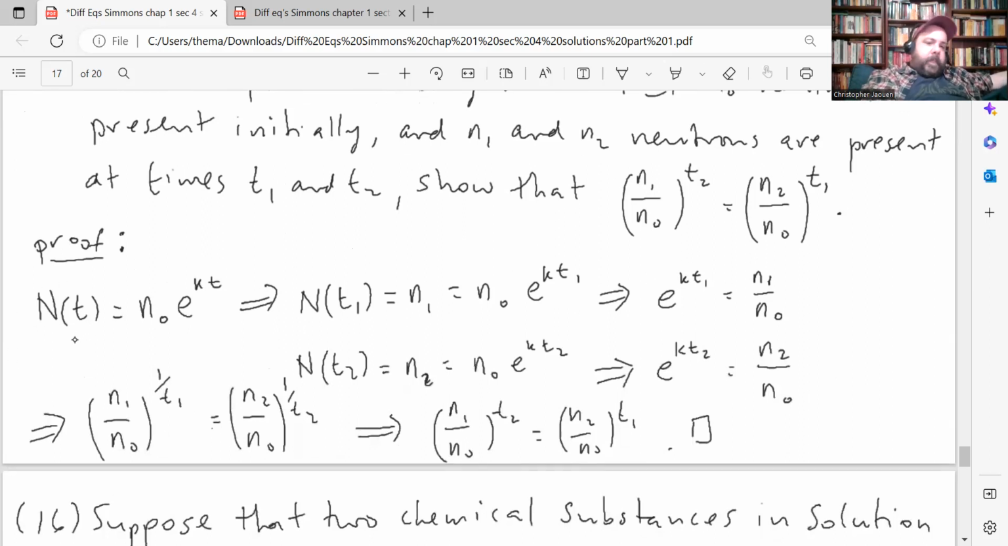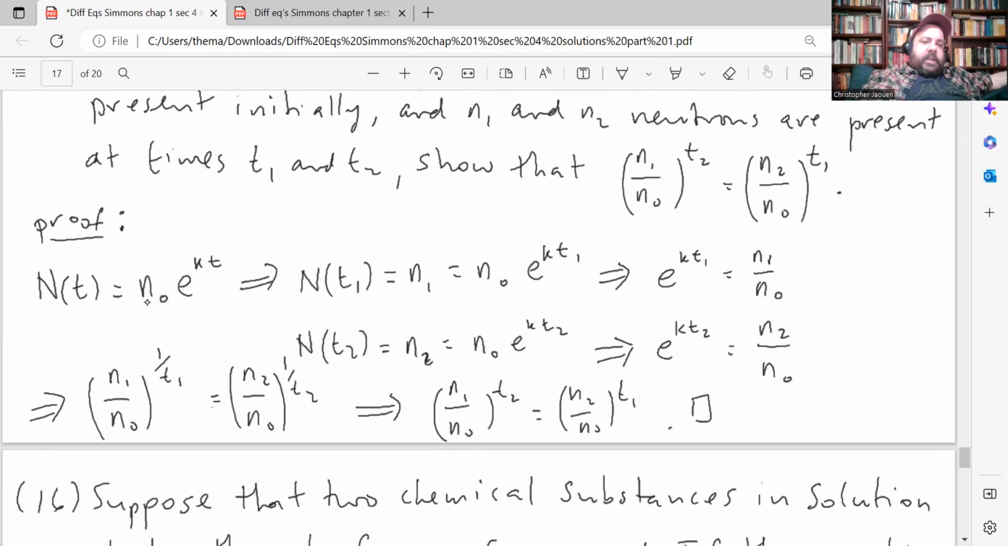So N of t is given by N0 times e to the kt. All right, so N of t1 they told us was N1. That gives me that e to the k t1 is N1 over N0. Same thing for N2, N of t2. You get N2, which is equal to N0 e to the k t2. Or in other words, e to the k t2 is N2 over N0.